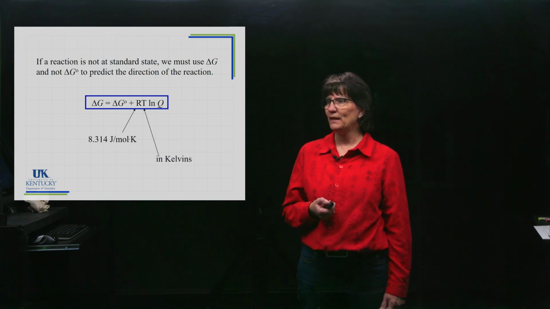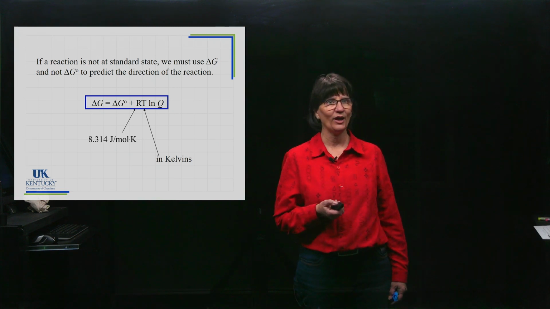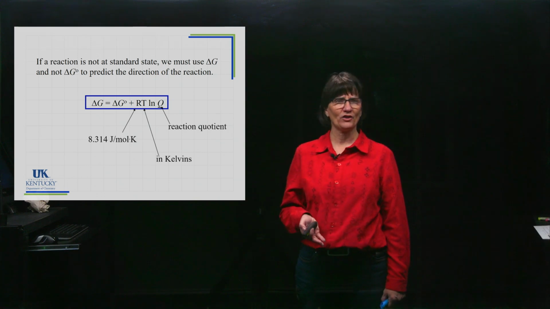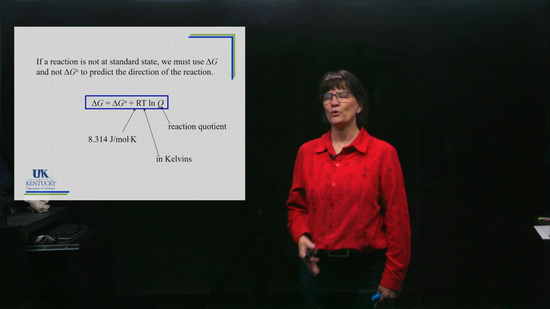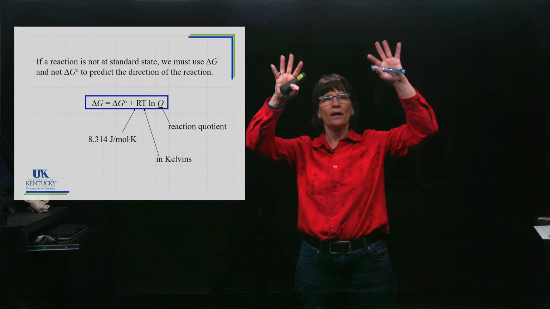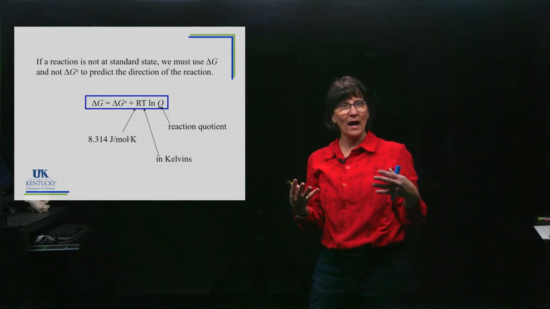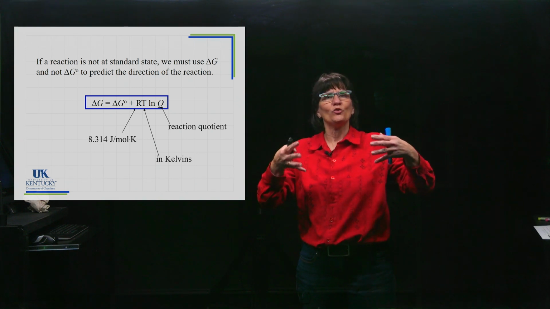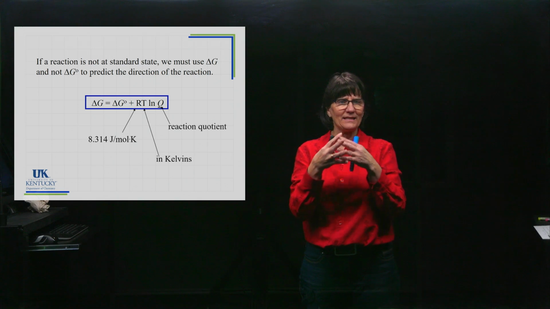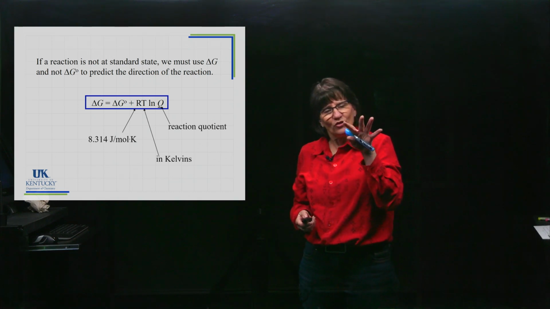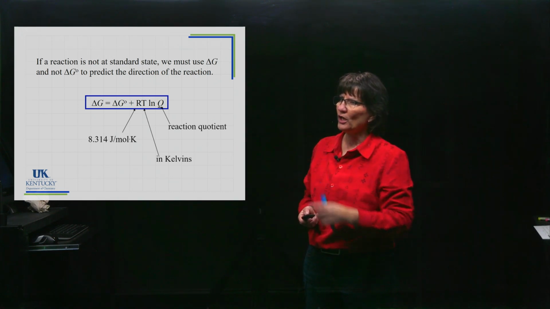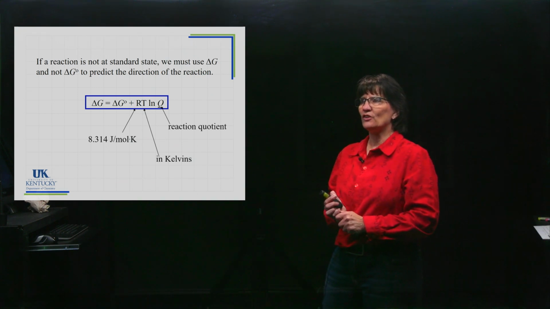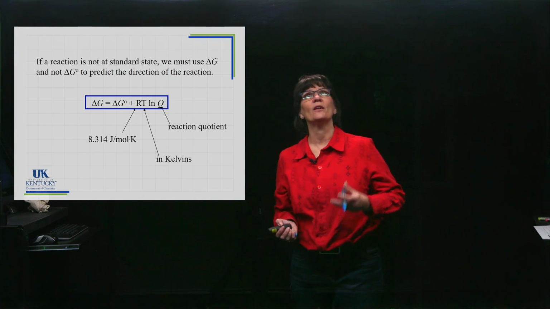Temperature, of course, will need to be in kelvins because our R has Kelvin in it. And Q is our reaction quotient. We learned about reaction quotient when we were dealing with equilibrium. It's products over reactants raised to the power of their coefficients, but not necessarily their equilibrium values. It's where it is right now. Once you know what those conditions are, you can plug them in, get a Q value, and this term will change the standard delta G to a non-standard delta G.